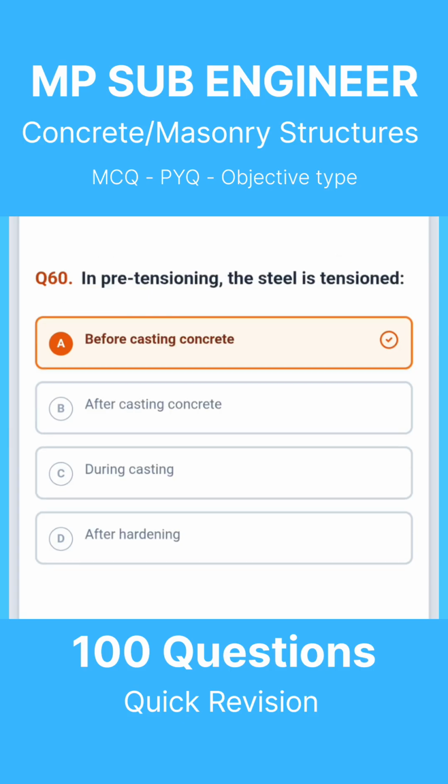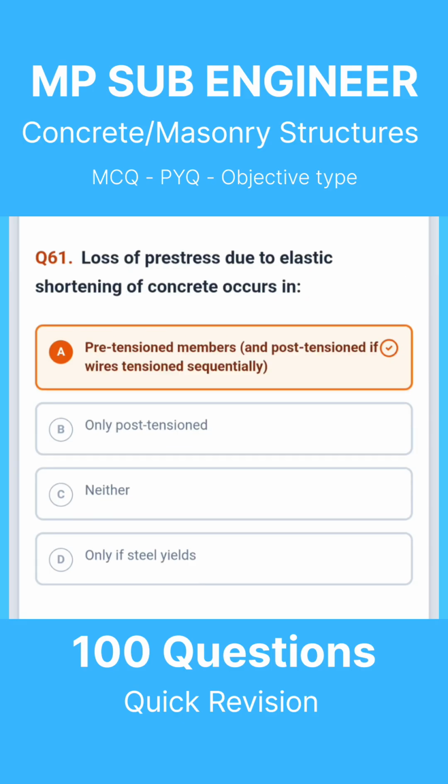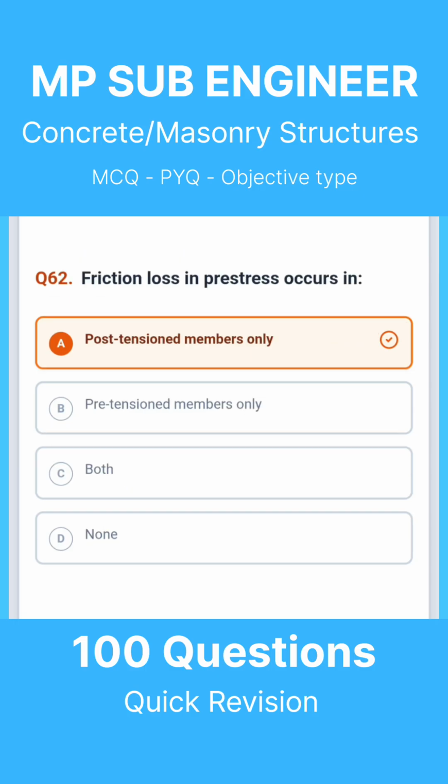Question 60. In pre-tensioning, the steel is tensioned. The correct answer is before casting concrete. Question 61. Loss of pre-stress due to elastic shortening of concrete occurs in. The correct answer is pre-tensioned members, and post-tensioned if wires are tensioned sequentially. Question 62. Friction loss in pre-stress occurs in. The correct answer is post-tensioned members only.